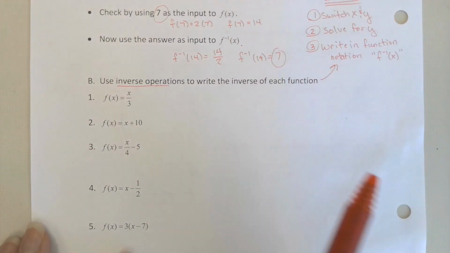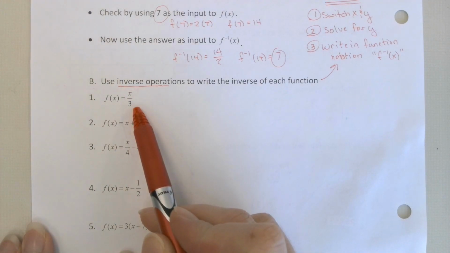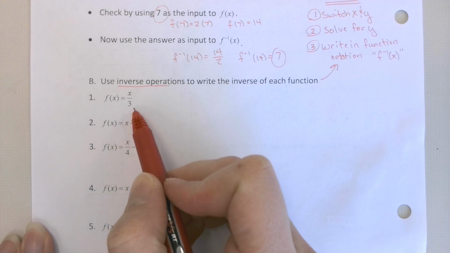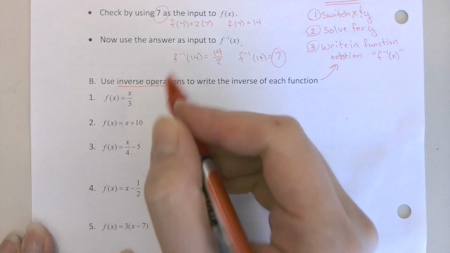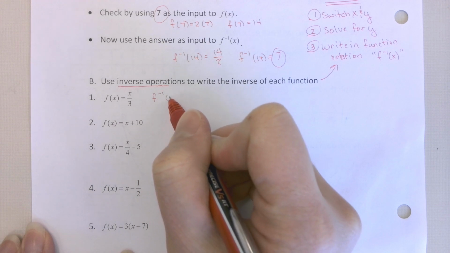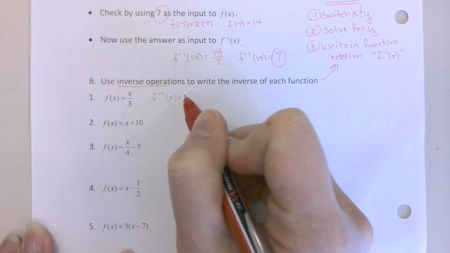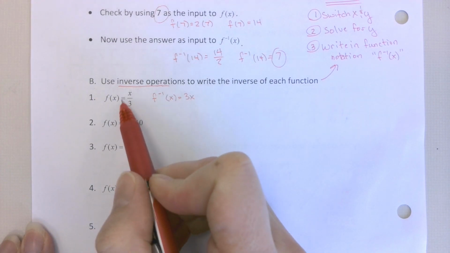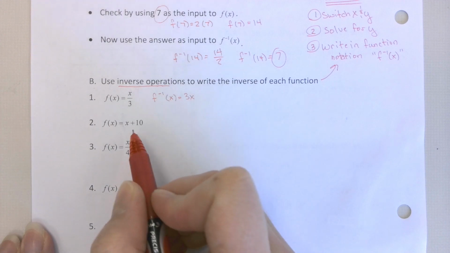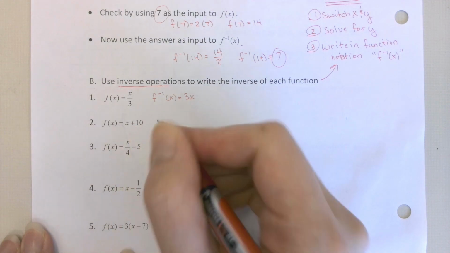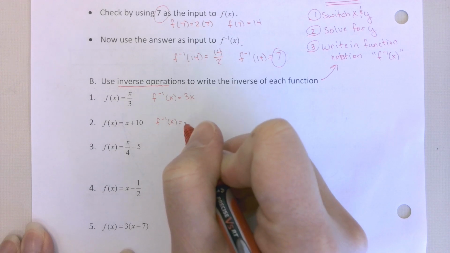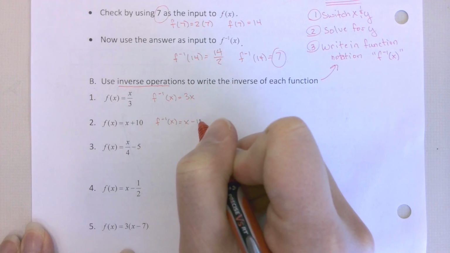So when doing these problems, we can use inverse operations, but we want to be really careful. The inverse of division on a single step problem is multiplication, so my function f to the negative 1, inverse notation, of x is equal to 3x. On a single operation, I'm comfortable using inverse operations. The inverse of addition is subtraction, so my inverse function is f to the negative 1 of x equals x minus 10.